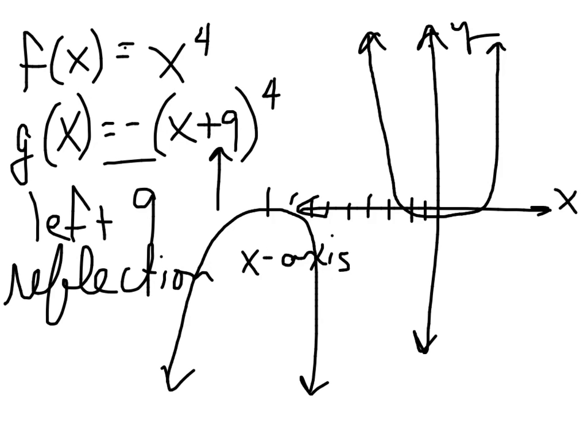Then, number 37 says, write the rule for g. This is like number 6. Here's the original function.